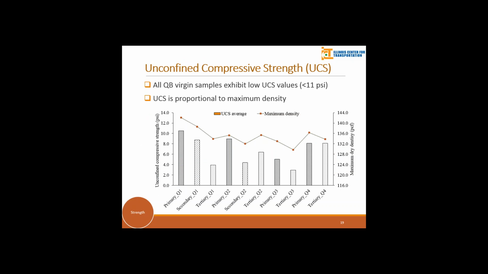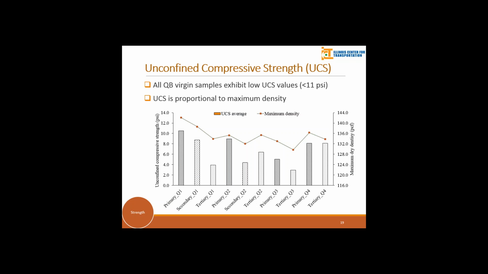So with the information we obtained from the standard Proctor test, the maximum density and the optimal moisture content, we prepared samples for unconfined compressive strength. And all the QB samples are found to have very low values of strength. They're usually less than 11 psi. If we compare the strength with the maximum density we obtained from the Proctor test, we can see that they are usually proportional.